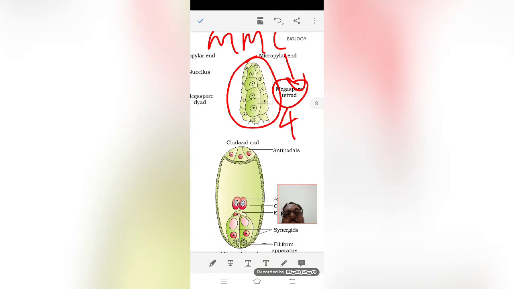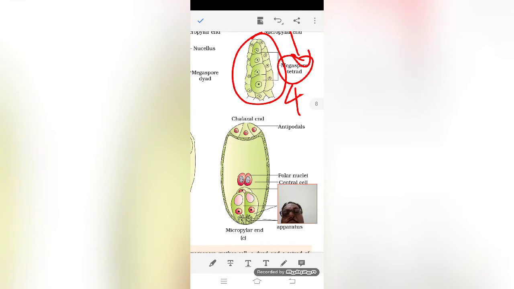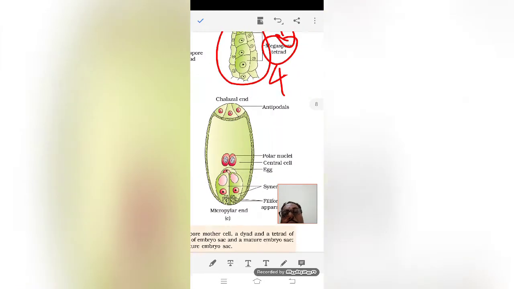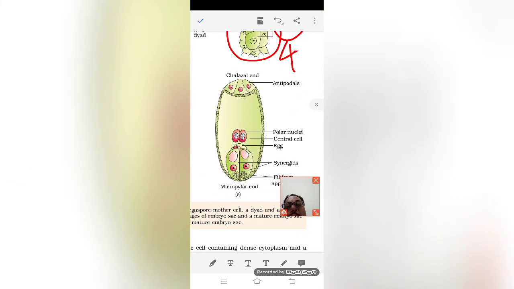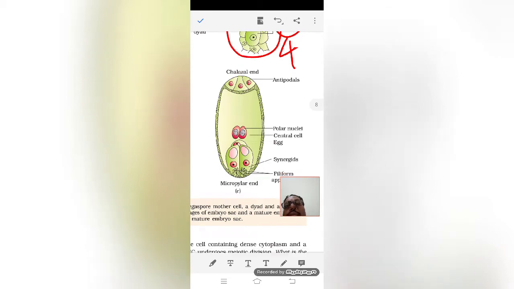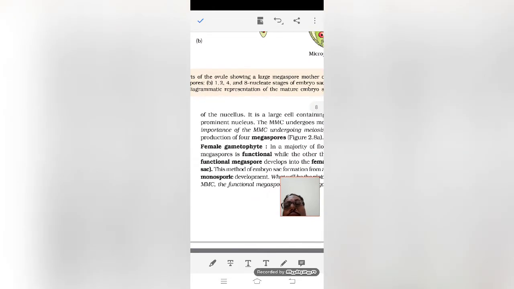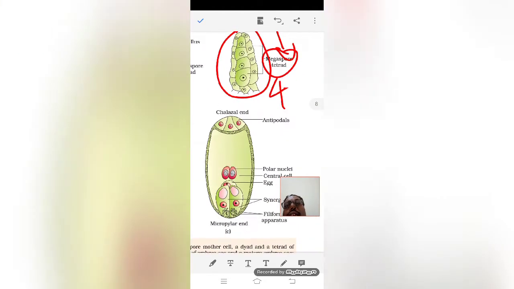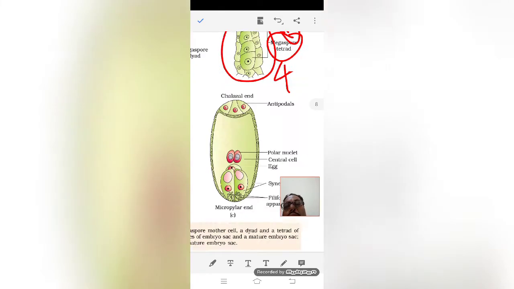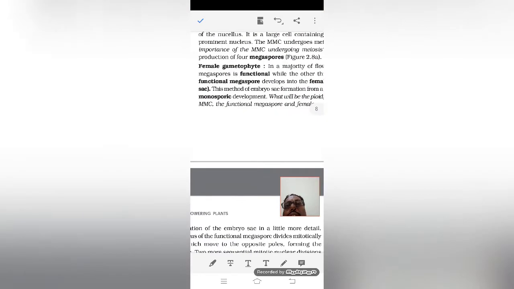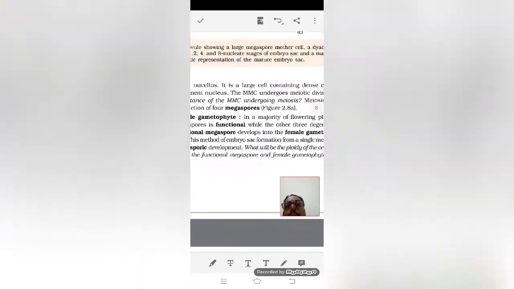One of the cells will function as a megaspore cell, and this megaspore cell will develop into this one, that is this embryo sac. So now we have to study how this embryo sac is formed, because inside this embryo sac only we are having the egg, which is known as the female gametophyte, and this megaspore mother cell is monosporic in development. It is very clearly given here.